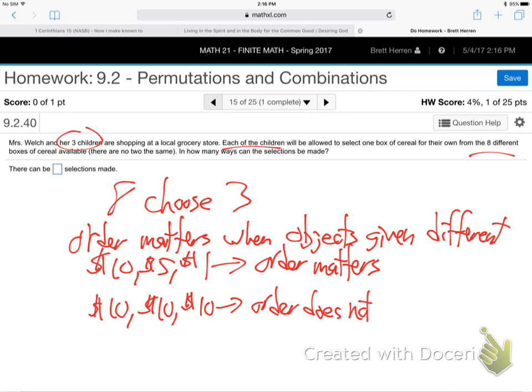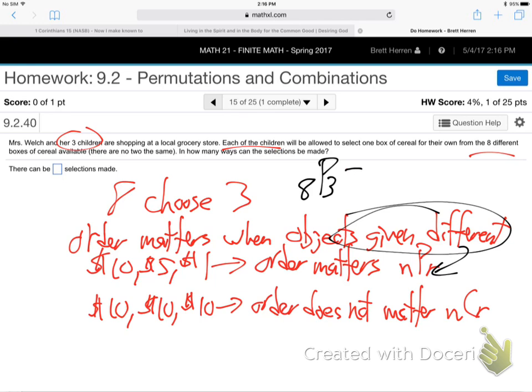Order does not matter. So they're all getting boxes. This would be the NPR, this would be the NCR, right? C is the order doesn't matter. So now, it's out of 8, choose 3. Now, are the cereal boxes all the same cereal? Are they all, whatever it is, Crunch Berries? My kids like Crunch Berries. So unhealthy, I think. Anyway, are they all the same or are they different? It says there are no 2 the same. They are different, different, different.